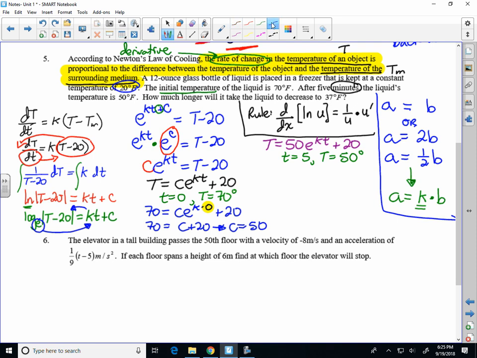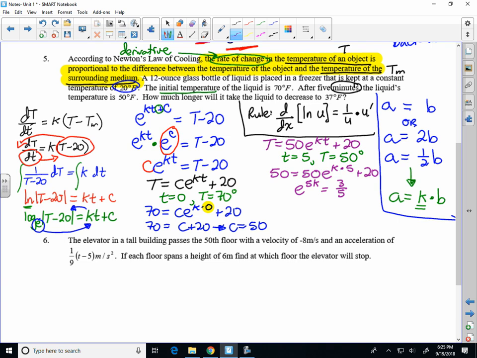So I'm going to pop in, let's go back to purple here, 50 equals 50 e to the k times 5 plus 20. All right. So we have to do a little bit of work here. So I'm going to subtract the 20 and then divide by 50. All right. So that's going to give me e to the 5k is equal to 3/5.